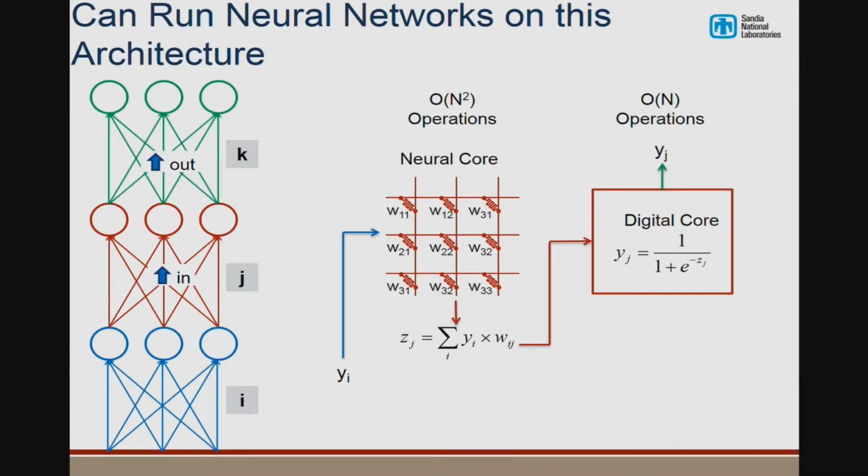And so you can kind of see how this would work for a neural network. If you have your synapse operations, which is essentially a vector matrix multiply, is order n squared that we do on a crossbar, and then we process our neuron in digital, which is order n.